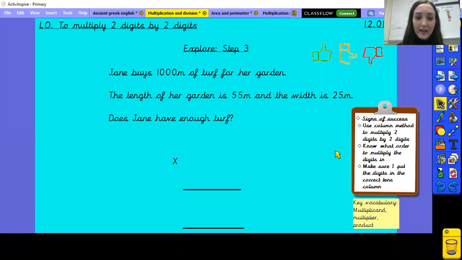Okay, so if you fancy a challenge, here is step 3 of the explore phase. So it's based on problem solving. So on the board we have a problem. Jane buys 1,000 metres of turf for her garden. The length of her garden is 55 metres and the width is 25 metres. Does Jane have enough turf? So what I want you to do is pause the video and use column method to work out if Jane has enough turf. So think about the length times the width.